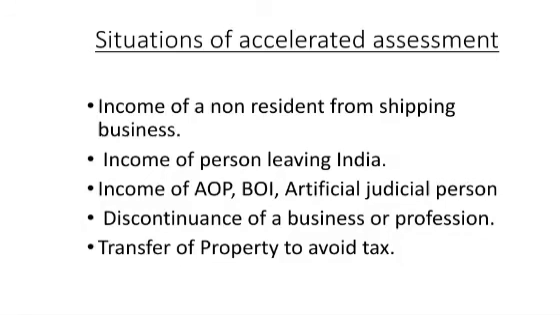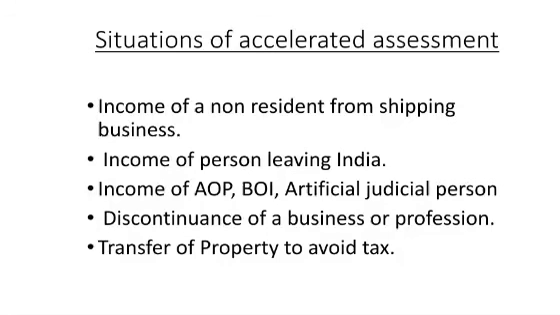And these are the various situations under which such accelerated assessment is made. First one, income of a non-resident from shipping business and income of a person living in India. If the income tax assessing officer has sufficient reasons to believe that that person may leave India soon, he may ask the person to pay the tax in the previous year itself instead of paying it in the assessment year. Then income of association of persons, body of individuals, artificial person may also be asked to pay income tax in the previous year itself.